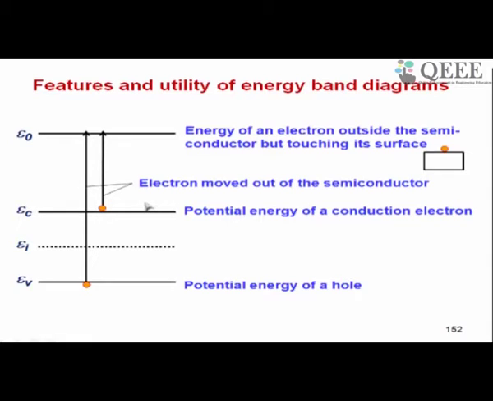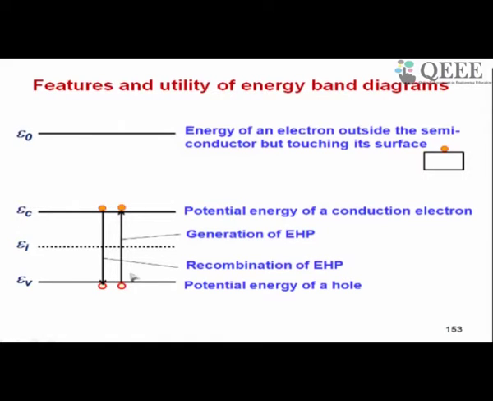Now the energy required to move an electron out of a semiconductor, how much is it? If you are moving a free electron out of a semiconductor, then the energy required is the difference of E0 and EC. On the other hand, if you are removing a bound electron which is taking part in silicon-silicon bonding, then the difference is E0 minus EV.